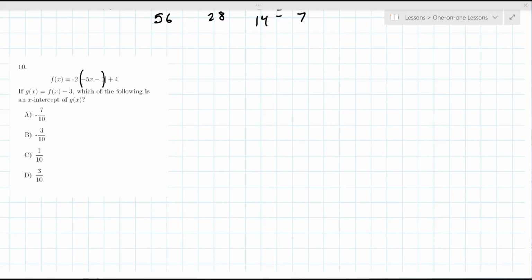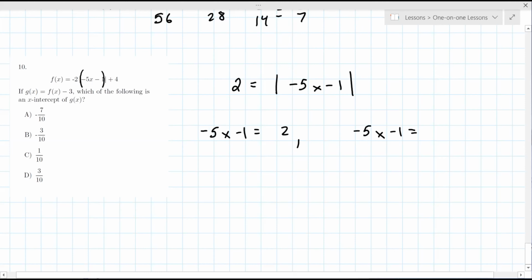Okay, I'm a bit stuck. I got 2 equals absolute value of negative 5x minus 1 when I simplified it all. Yes. So you have to set negative 5x minus 1 equal to 2, and negative 5x minus 1 equal to negative 2. Okay, I did both of those. So then I got x on the left one, I got x equals 3 over 5.